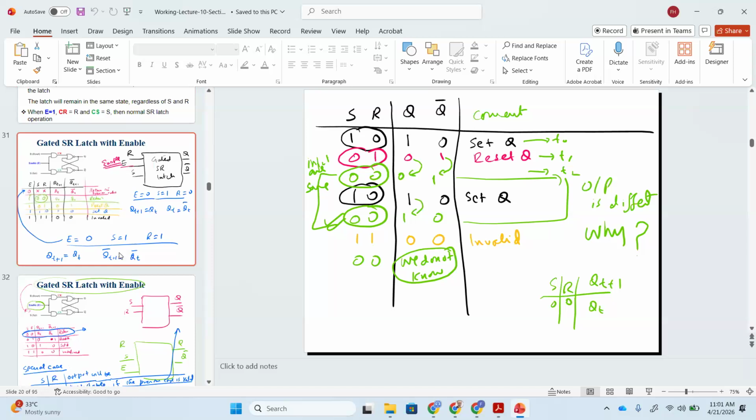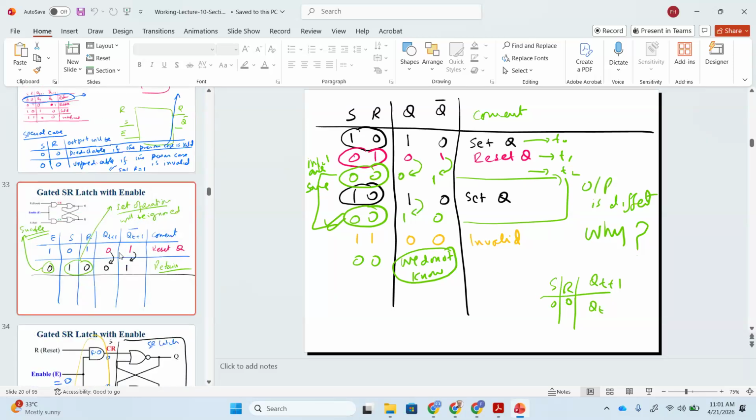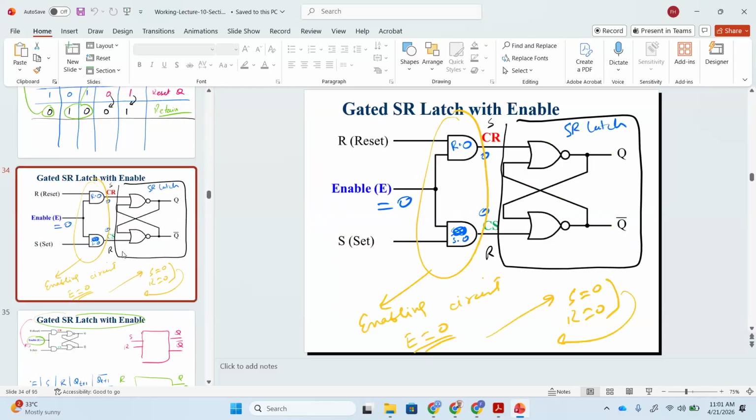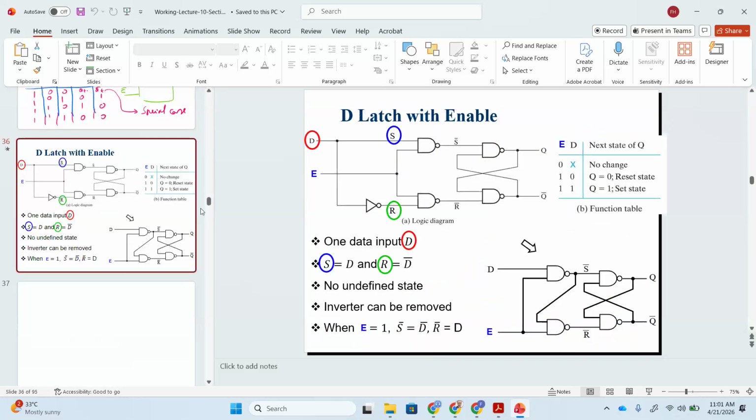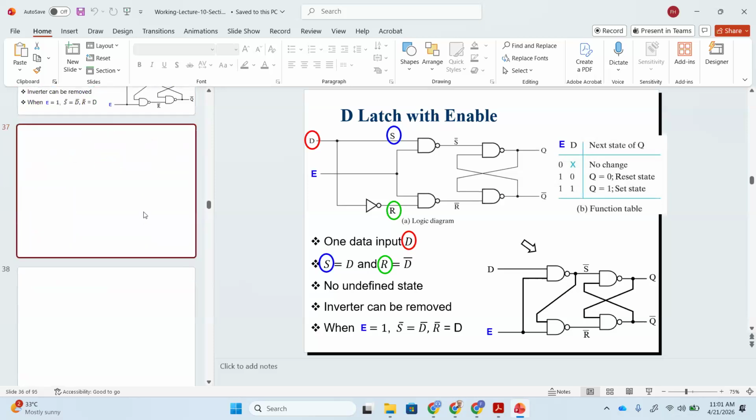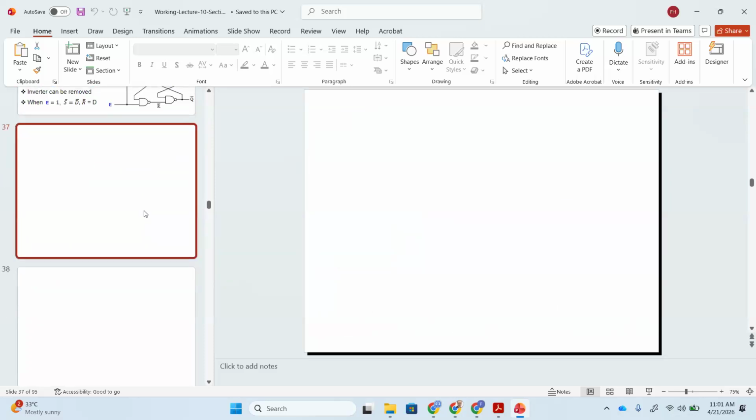Okay, so now today we will also cover the gated SR latch, and I also covered all of the scenarios of the gated one. Today we will start with a new type of latch, which is called a D latch. So basically we are now covering the D latch.